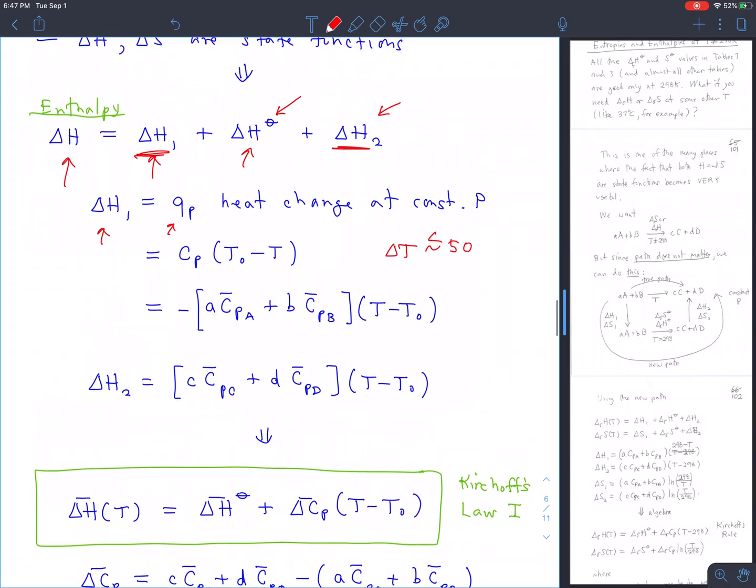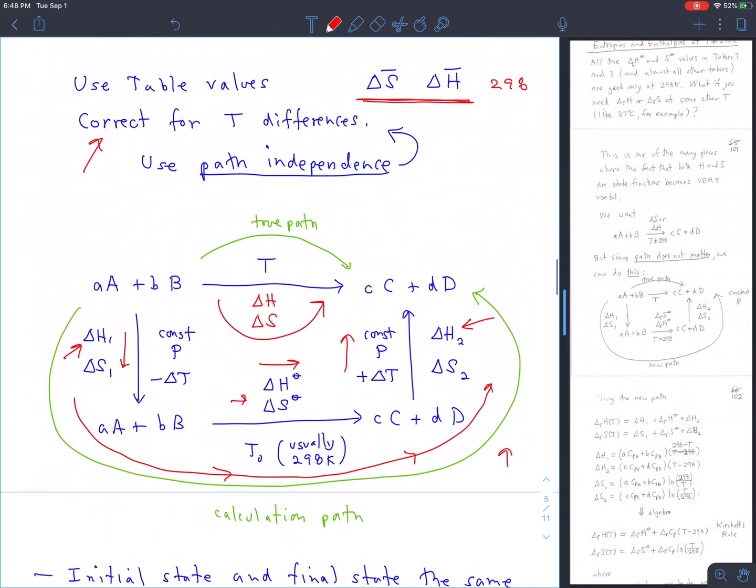All right, so what's the heat capacity for this case? Well, it's going to be the total heat capacity for delta H1. It's the total heat capacity of the reactants, which is A moles of the molar heat capacity for substance A plus B moles of the molar heat capacity for substance B. So that's our total heat capacity on the reactant side times delta T. Notice that the final temperature for this step starts at temperature T and ends at temperature T0, the table temperature, usually 298 here.